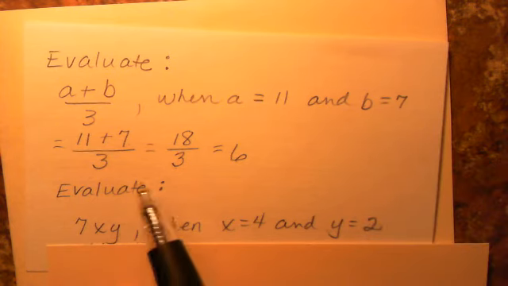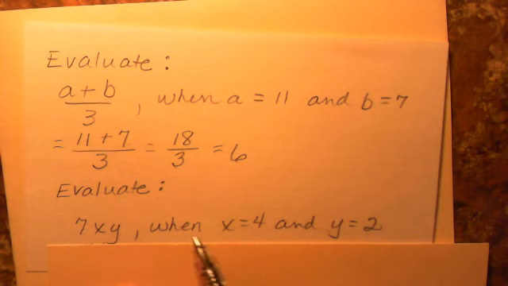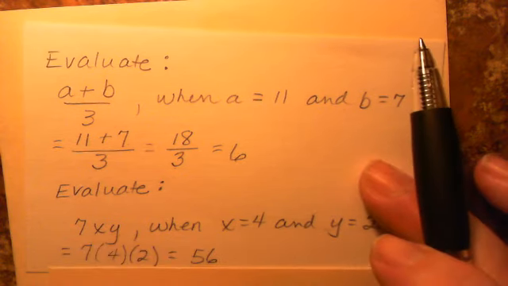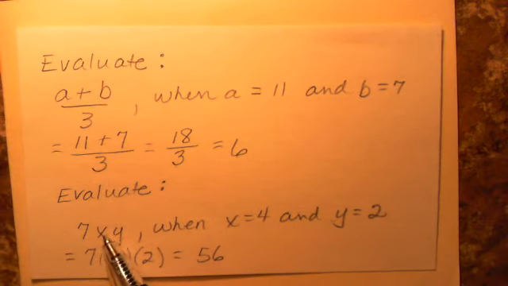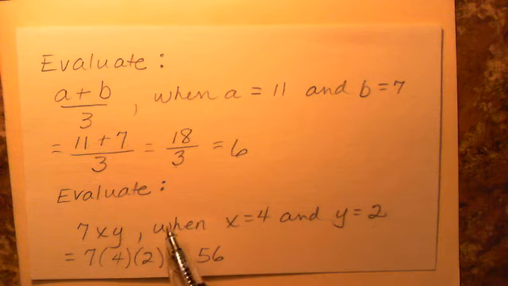Let's look at another evaluate. This is 7xy, evaluate 7xy when x is equal to 4 and y is equal to 2. So our job again is to substitute 4 for x in the expression and 2 for y in the expression. We have to show that we're multiplying the numbers because 7xy means 7 times x times y. We substitute 4 for x and 2 for y, and then we perform the multiplication in any order. 7 times 4 times 2 in any order multiplies to 56.